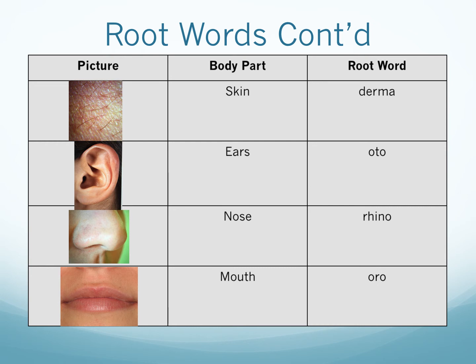In this slide, we will learn the root word for skin is derma. The word odo is used for ears, and nose is rhino, oro is used for mouth.